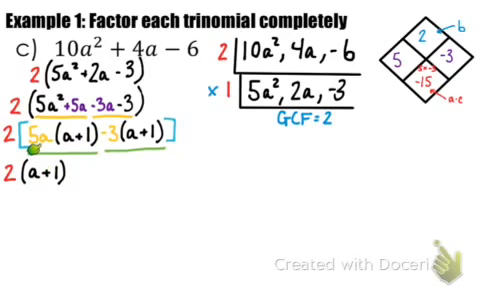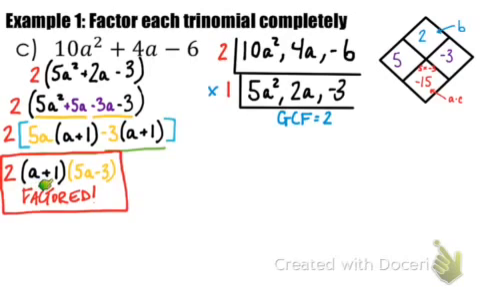And we're left with, in the first group, just the 5a, which will go here, and then minus 3, which is right here. So then this is going to be completely factored since we don't have a common factor between a plus 1 and 5a minus 3. There's nothing else you can factor out. And we still have that 2 that we factored out in the first step. And this would be completely factored and done.